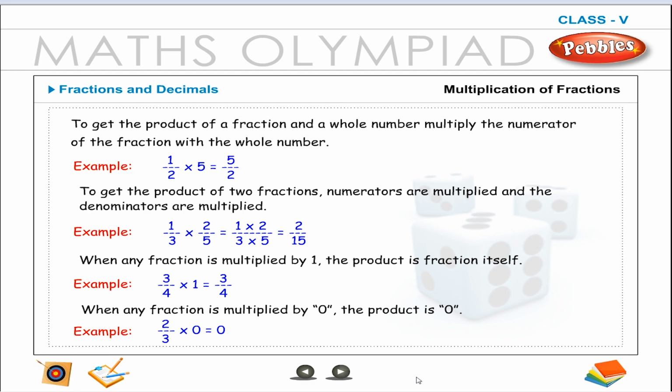When any fraction is multiplied by 1, the product is the fraction itself. Example, 3 by 4 into 1 is equal to 3 by 4. When any fraction is multiplied by 0, the product is 0. Example, 2 by 3 into 0 is equal to 0.